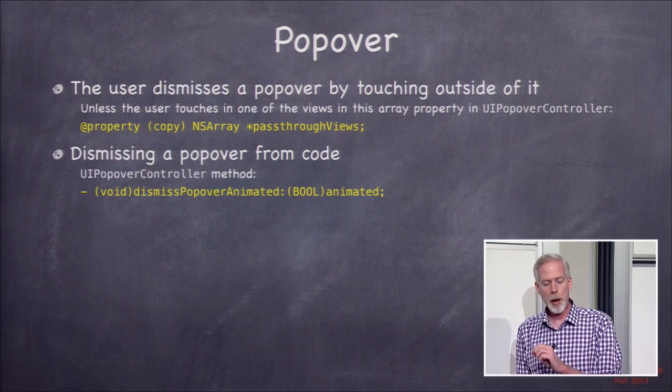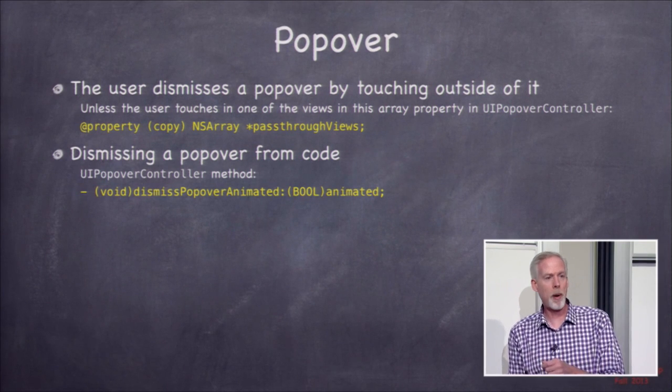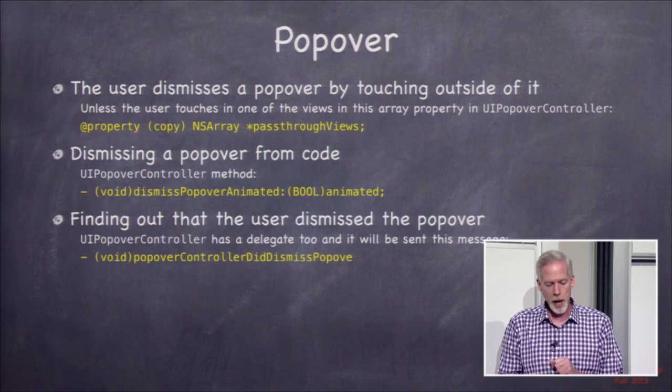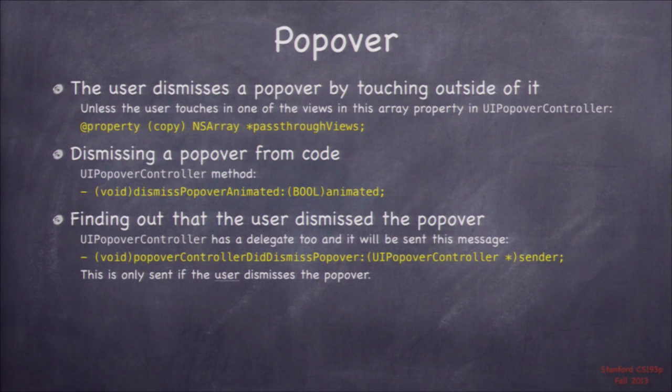You can dismiss popovers from code by just saying dismissPopoverAnimated in UIPopoverController, and that will dismiss it. And you can find out if the user dismissed it using popoverControllerDidDismissPopover. This is a UIPopoverControllerDelegate method. So the UIPopoverController has a delegate, and if you set that delegate, you'll get this message when the user dismisses the popover. You usually don't need to find this out, but sometimes you want to know.